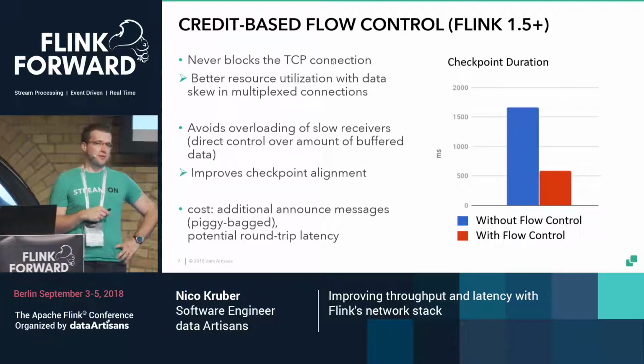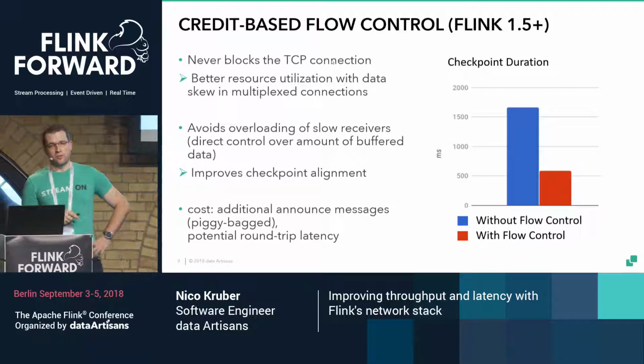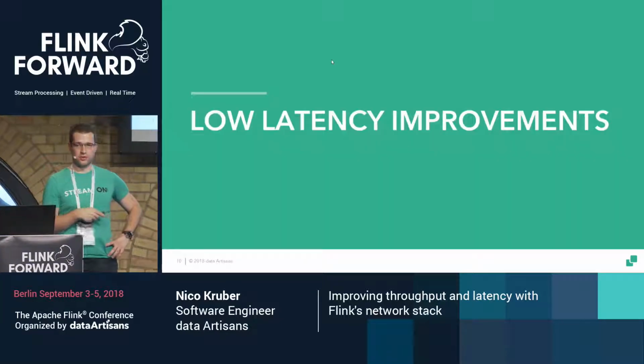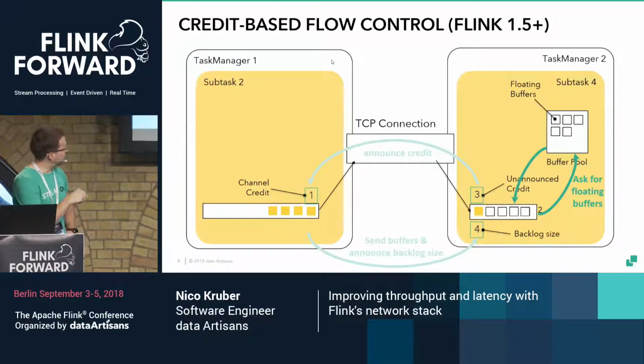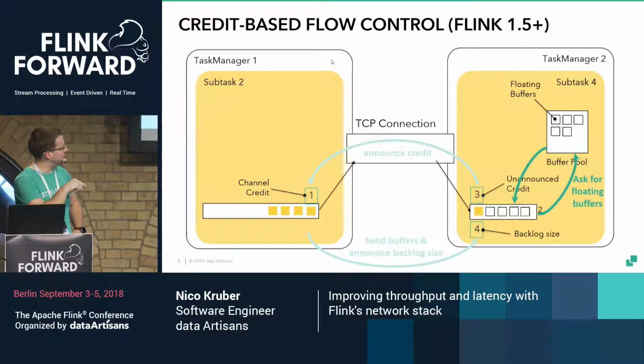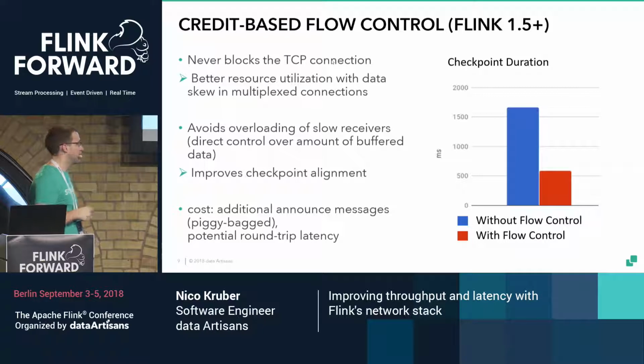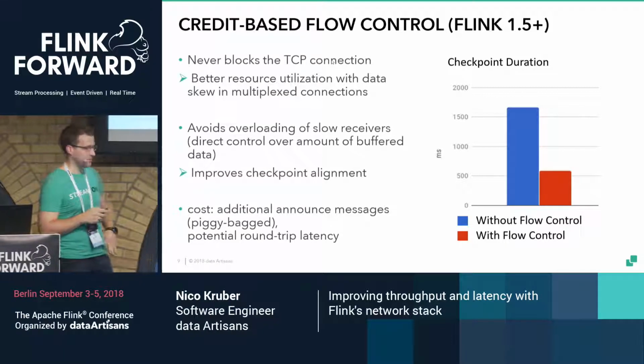Credit-based flow control comes with a small cost. One thing is that we have those additional announce messages. Those flow backwards. That's those announce messages that have been added. And the second thing is the backlog size messages, but these are at least piggybacked on the buffer messages, so they don't cost anything. It's only that additional backwards flowing channel. And there's a potential round-trip latency that is involved. We will look at this a bit later.